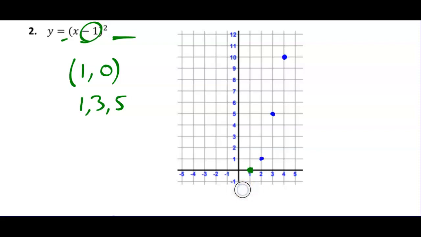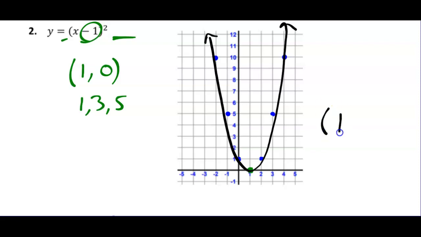Okay, you should have been at 1, 0 for your vertex. You went over 1, up 1, over 1, up 3, over 1, up 5. We're going to connect that. How many solutions do I have? And what is it? What is my solution? I have a solution of 1, 0.